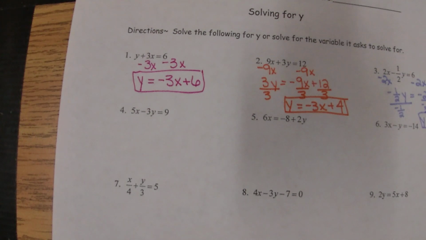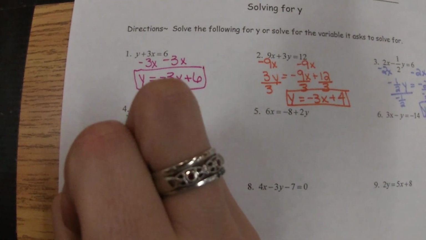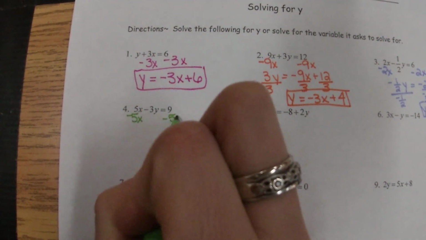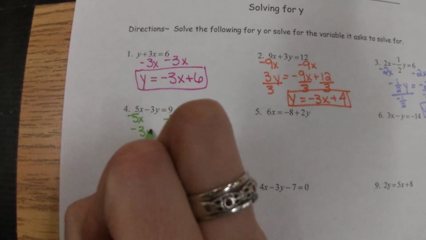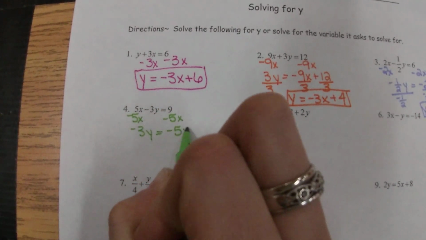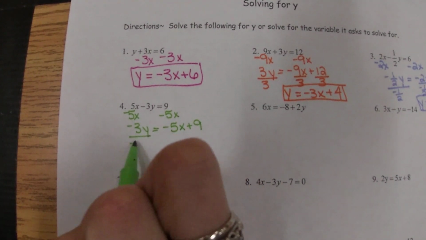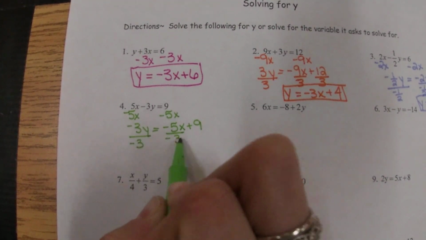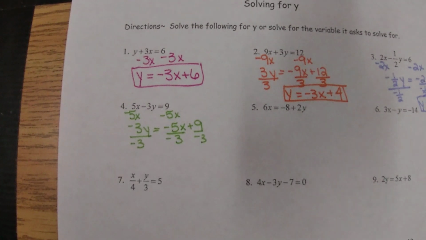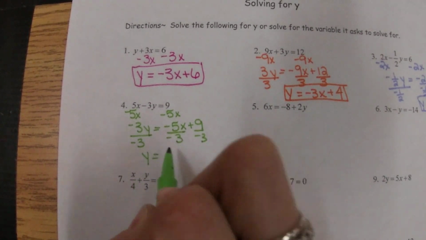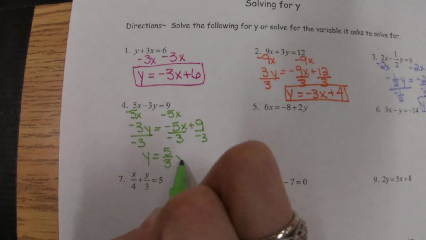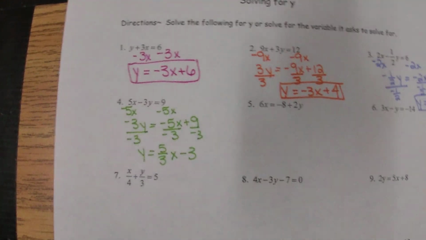Number 4, I'm going to move a positive 5x by subtracting 5x. So we'll get negative 3y equals a negative 5x plus 9. We will then undo multiplying with division, so we'll divide all of these by negative 3. Two negatives make a positive, so we'll get 5/3 x minus 3.